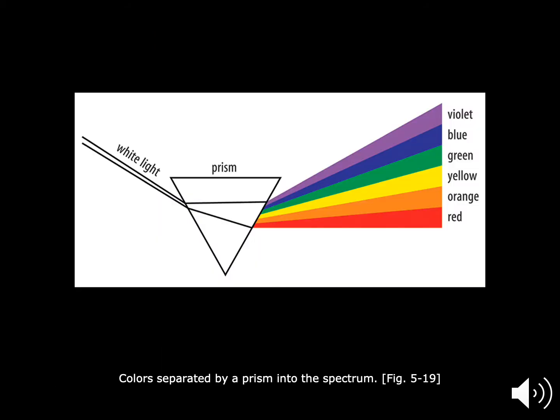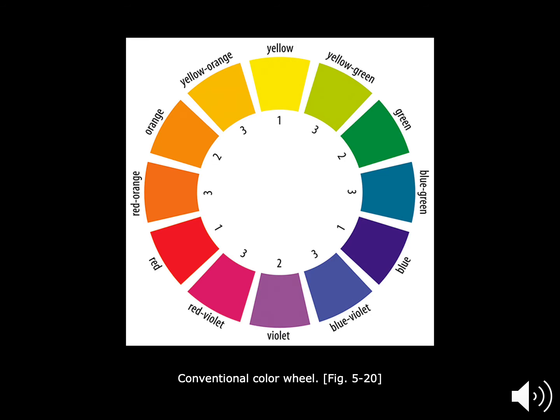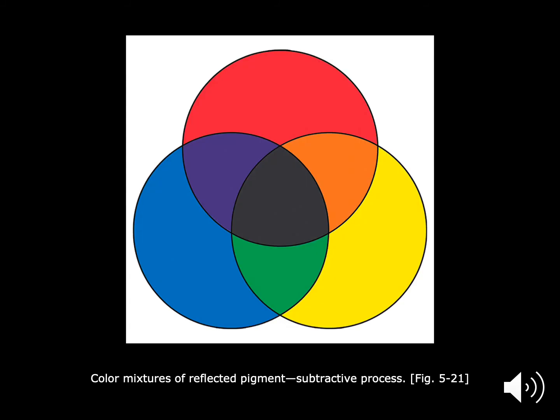Sir Isaac Newton discovered that light breaks into a spectrum, or bands of color, when passed through a prism. Secondary colors are orange, green, and violet, and are mixtures of the two surrounding primary colors. Intermediate colors mix a primary color and a nearby secondary color.